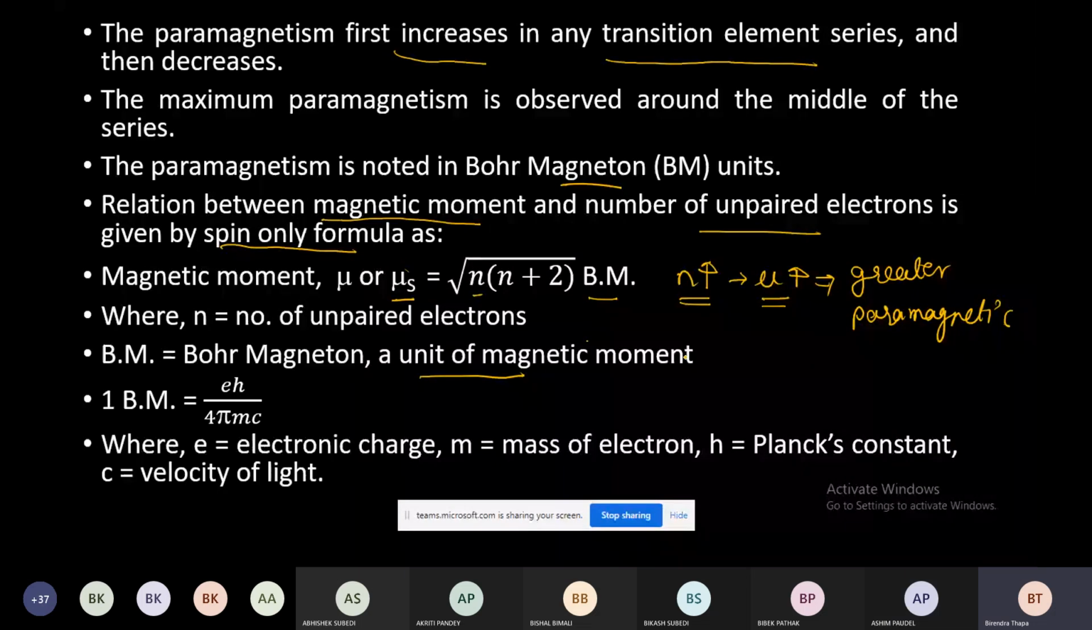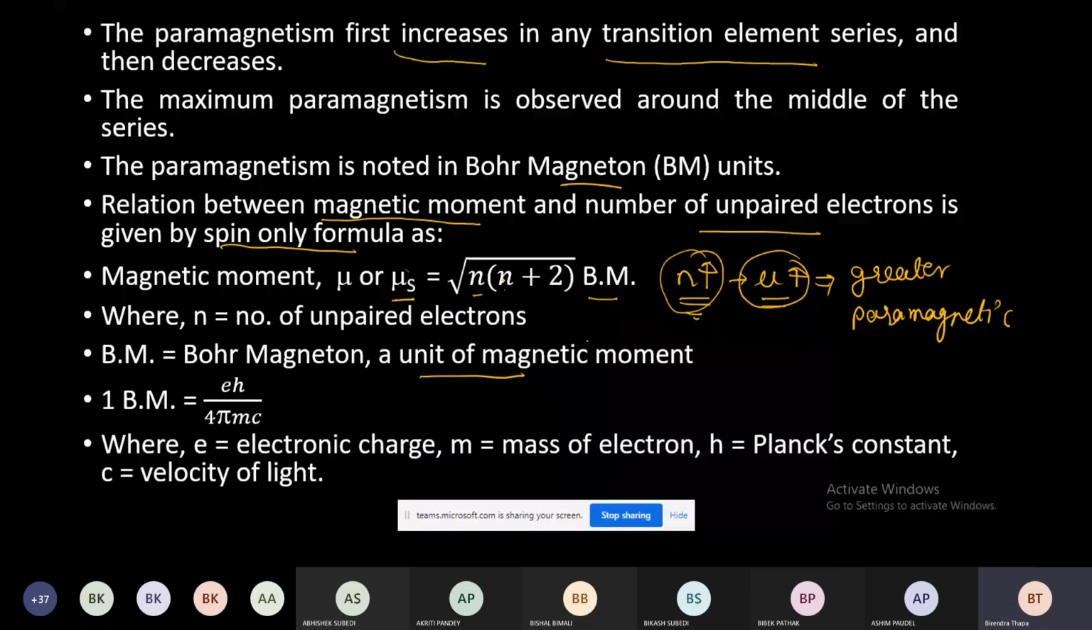I have discussed this much. When the number of unpaired electrons gets increased, then the value of magnetic moment also gets increased, so that the paramagnetic character will be greater, or greater will be the paramagnetic character. And this is the formula, the spin only formula. Mu or mu s equal to square root of n into n plus 2 BM. It is the spin only formula.